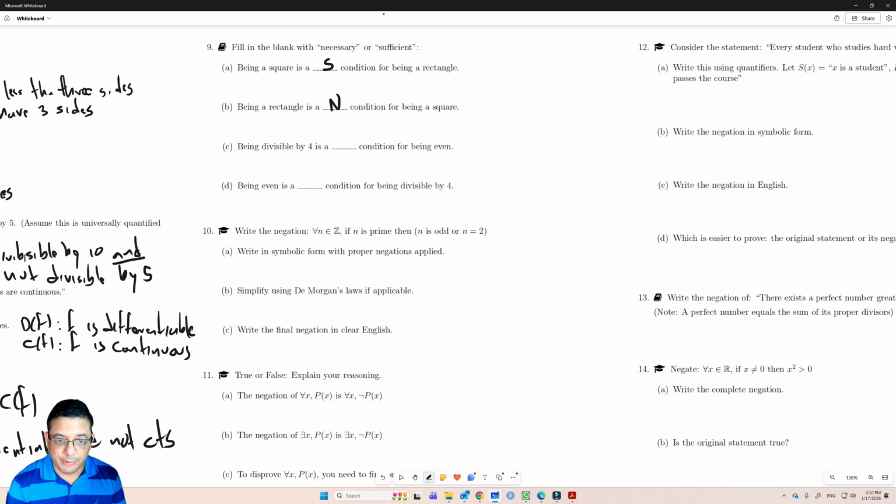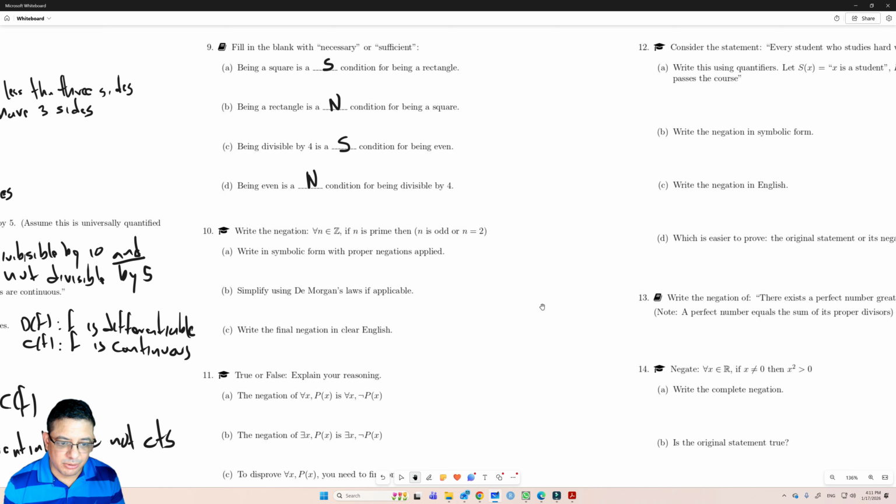Now, being divisible by 4 is a condition for being even. Of course, this is a sufficient condition because if it's divisible by 4, then it's 4 times something, which can be seen as twice times something. So it's going to be a sufficient condition. Being even is a condition for being divisible by 4. Well, this is the opposite. So in this case, we will have that this is a necessary condition.